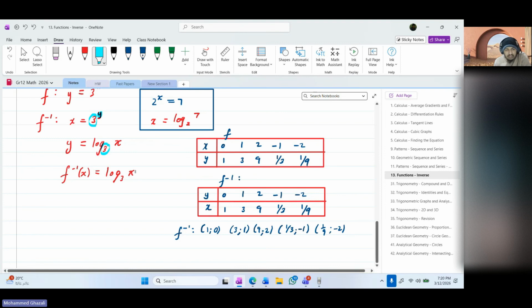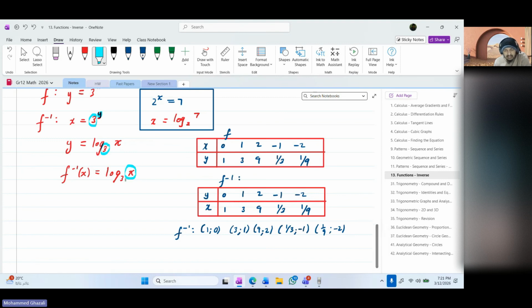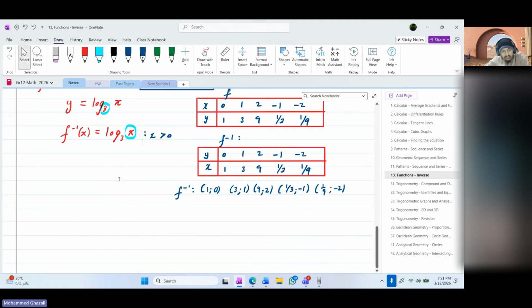Very important to note is that log of a negative number does not work. So x has to be greater than 0 over here. That basically becomes the domain of the function. We'll do domain and range just now after I sketch this function. All right, so let's sketch this function.